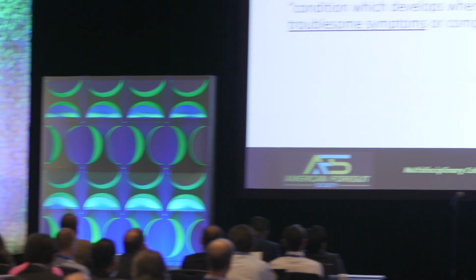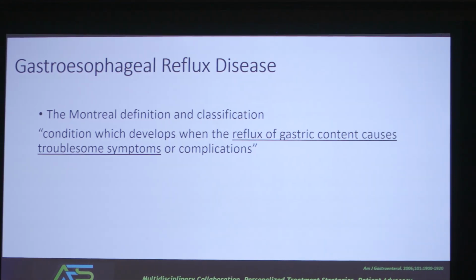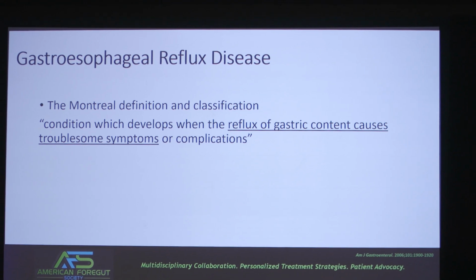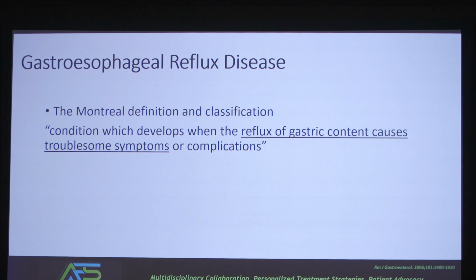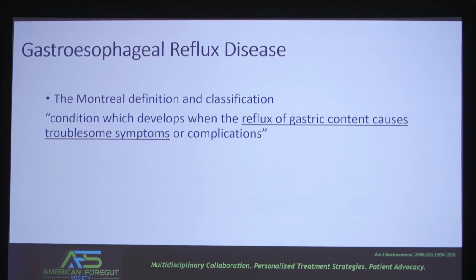So I'm going to first start with the definition. You're going to see it come over and over again. And I'm going to bring a practicing gastroenterologist perspective. So the Montreal definition and classification of GERD is a condition which develops when reflux of gastric content causes troublesome symptoms. If I took it to my clinic tomorrow, any symptom above the belly button will fit this classification.